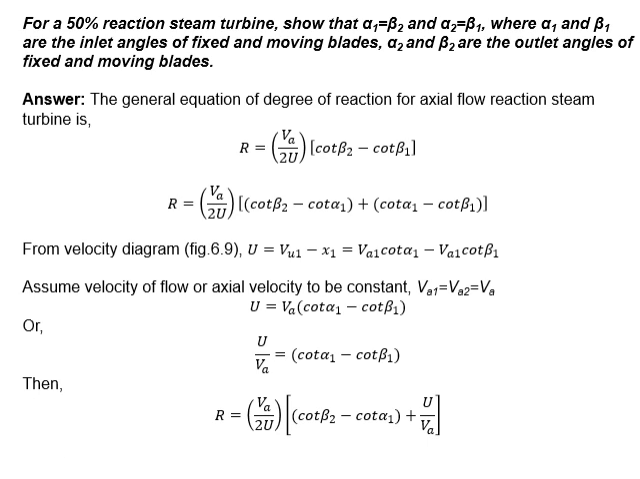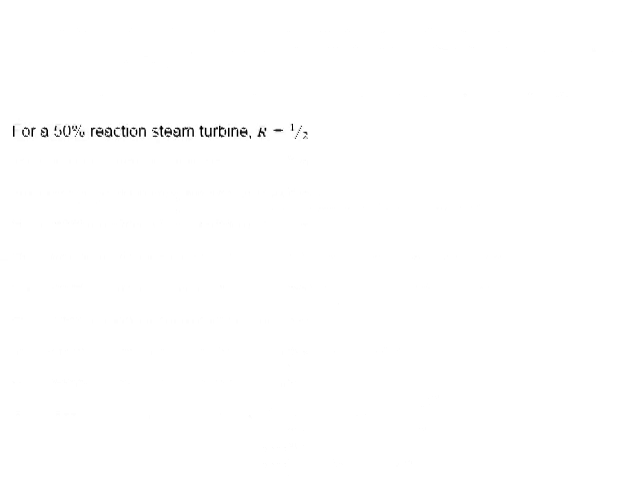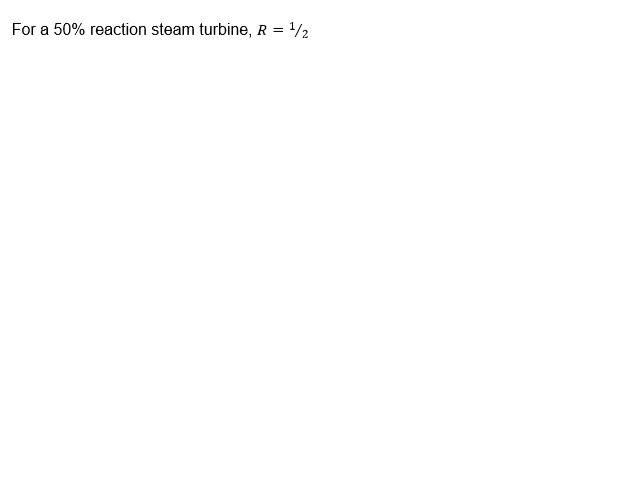Then R is equal to V of A by 2u into cot beta 2 minus cot alpha 1 plus u by V of A, and finally it simplifies, and the degree of reaction R is equal to 1 by 2 into V of A by u into cot beta 2 minus cot alpha 1, plus the remaining term. For a 50% reaction steam turbine R is equal to 1 by 2, therefore 0 is equal to cot beta 2 minus cot alpha 1, so cot alpha 1 is equal to cot beta 2, or alpha 1 is equal to beta 2.